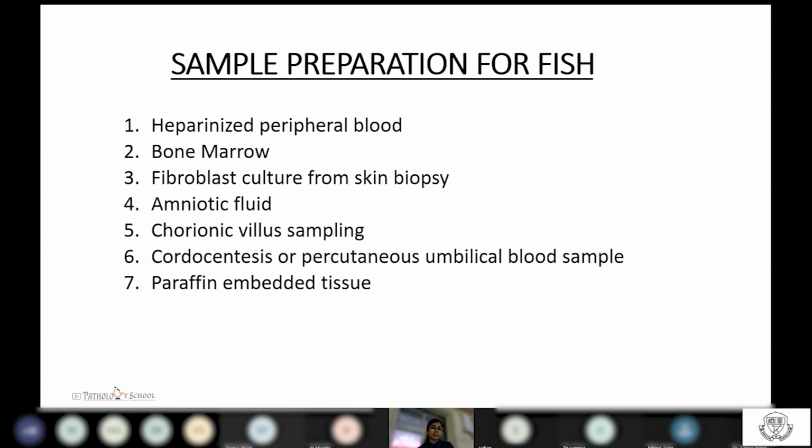And the next is your chorionic villus sampling. The next is your cordocentesis, or percutaneous umbilical blood sampling. Now, this is done mainly at more than 20 weeks of gestation, but it has a risk of fetal loss of around 2 to 5%. Lastly is your paraffin-embedded tissue, which is most commonly used. You use a microtome, take a thin slice of it on a slide, deparaffinize it in xylene, and then start rehydrating it, and you will get the tissue.